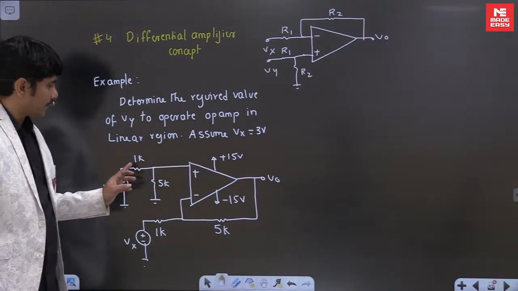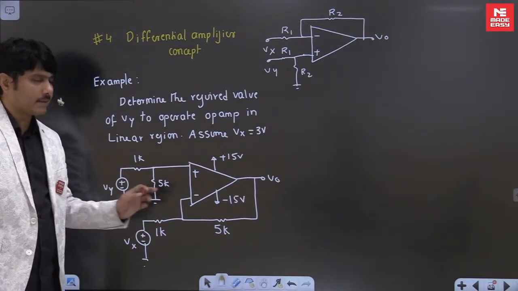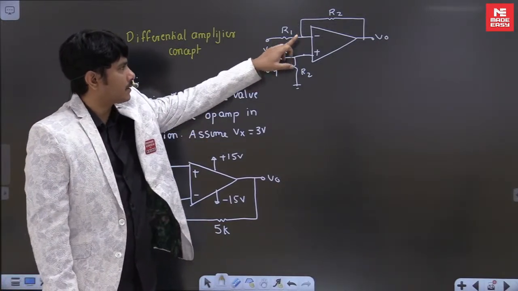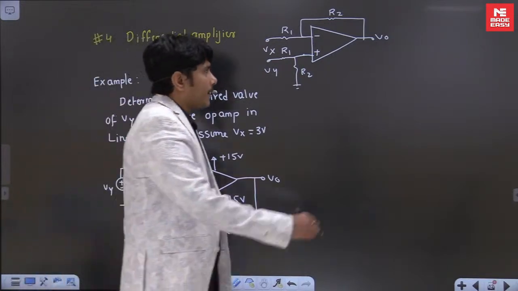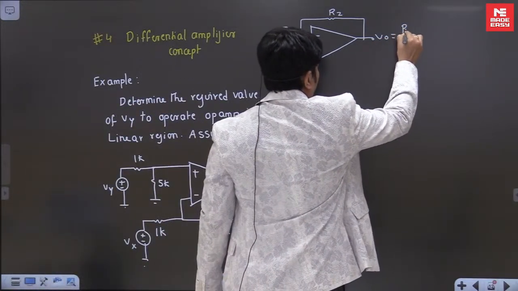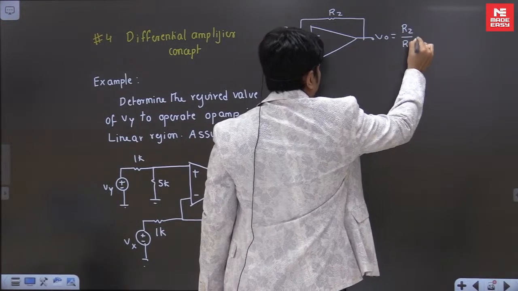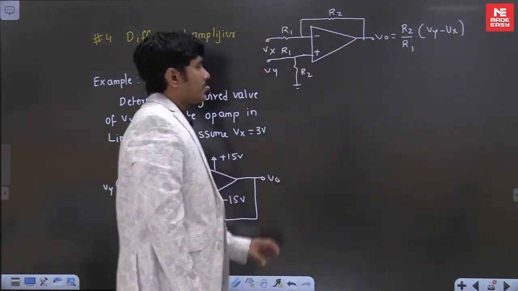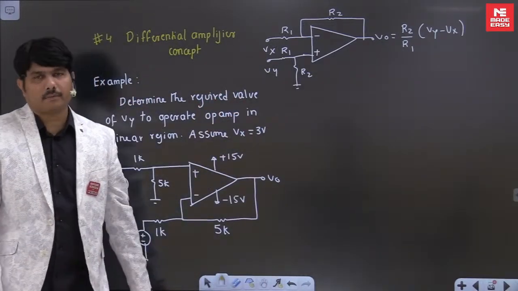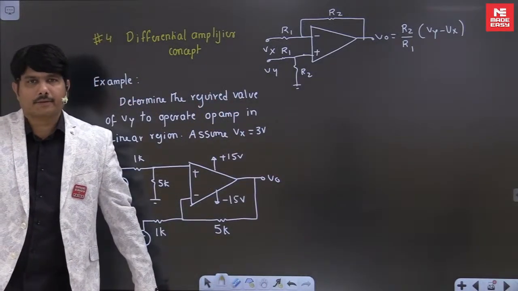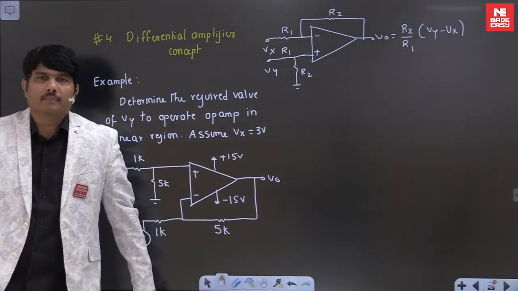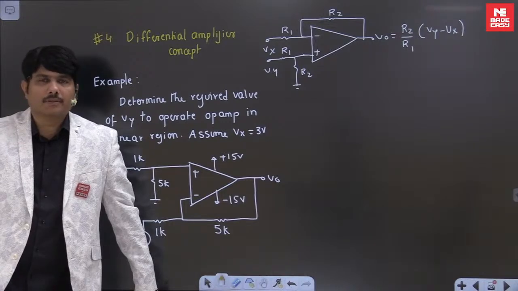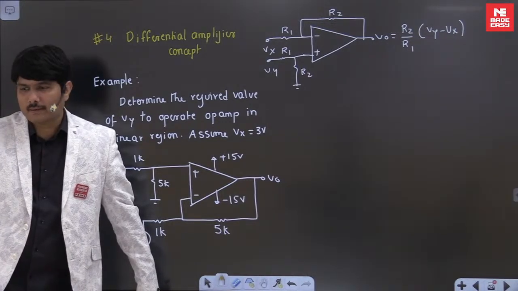There is a privilege given here, the equal resistor balancing technique. In a differential amplifier, whenever you see equal resistors like this, you can directly hit the formula: R2 by R1, which is the gain, into Vy minus Vx. Having straightforward tricks like this for standard formulas and standard circuits makes it easy to save time. You will be benefited with time in the GATE exams. If you solve like a common student, this type of question takes a lot of time.